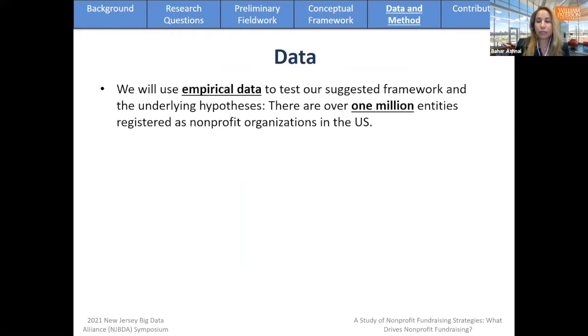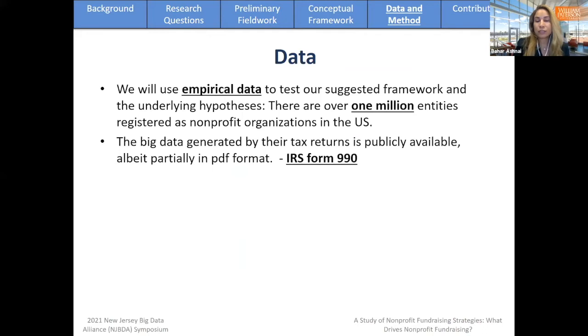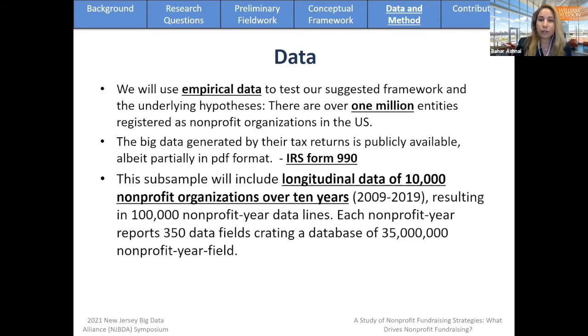In terms of the empirical data, we are going to use the IRS data. There are over 1 million entities in the US registered as nonprofit organizations. Their tax returns in the format of IRS Form 990 are publicly available. However, it is a combination of electronic submissions as well as PDF. That's our main resource for the data set. Our subsample will include longitudinal data of 10,000 nonprofit organizations over 10 years, and each one of those forms includes 350 data fields that we're going to be able to use for testing our propositions.